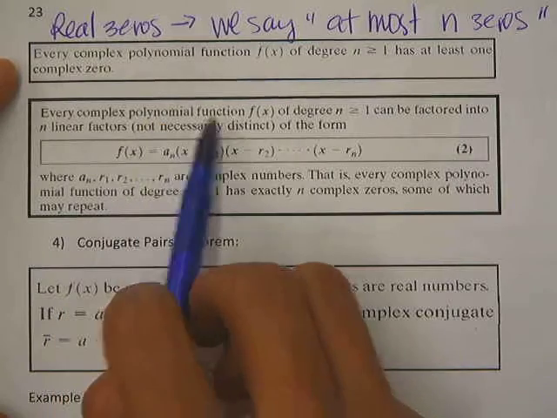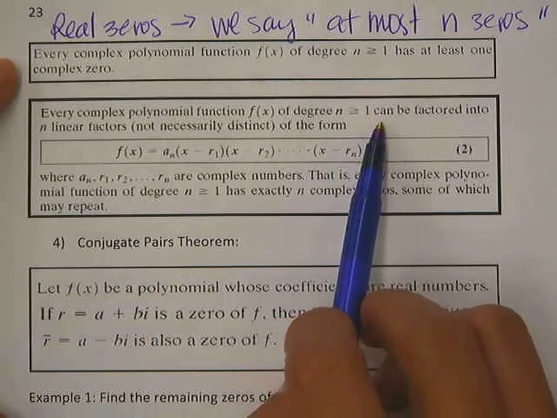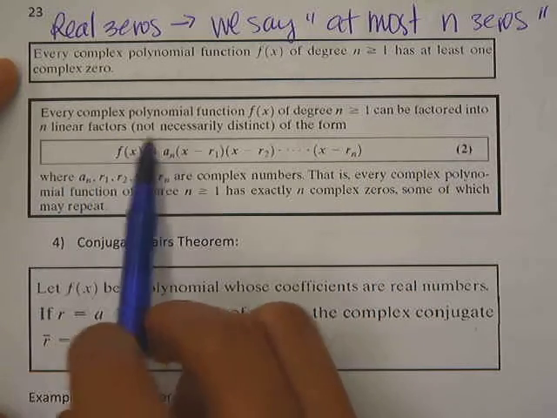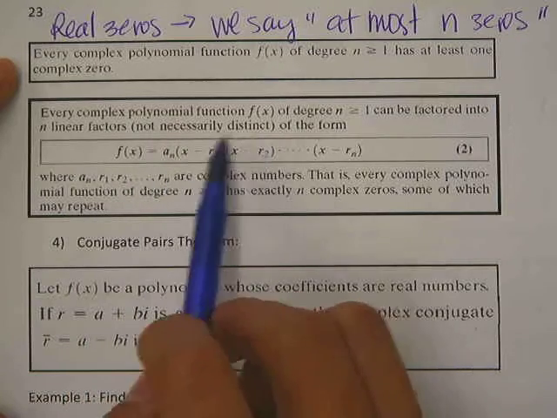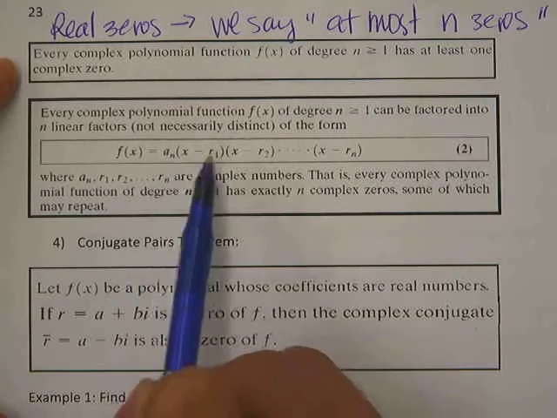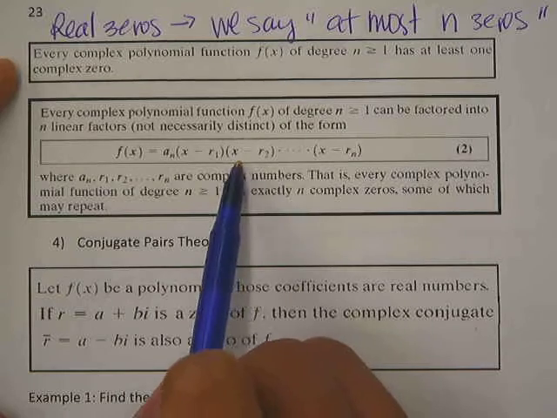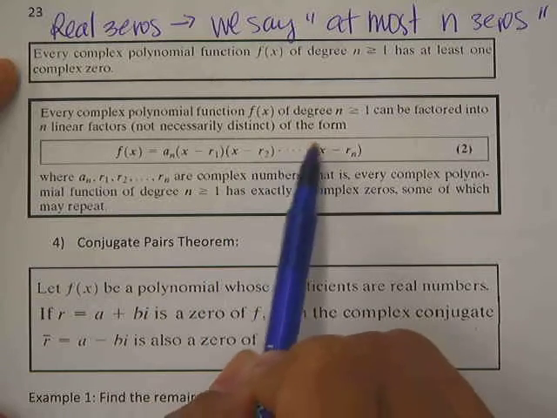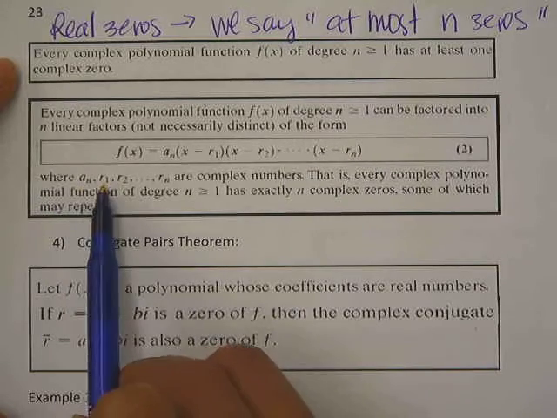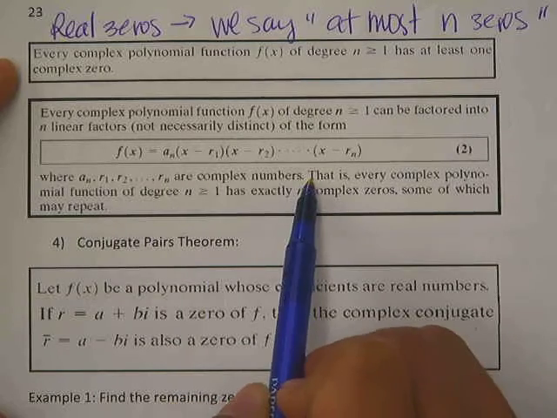Every complex polynomial function f of x of degree n greater than or equal to 1 can be factored into n linear factors, not necessarily distinct. I mean, they don't have to be different, of the form. Factor out your leading coefficient. So now you have the quantity of x minus my first zero, times the quantity of x minus my next zero, dot, dot, dot, and times the quantity of x minus my last zero, where a sub n, first r, second r, and as many r's as you have, are complex numbers.